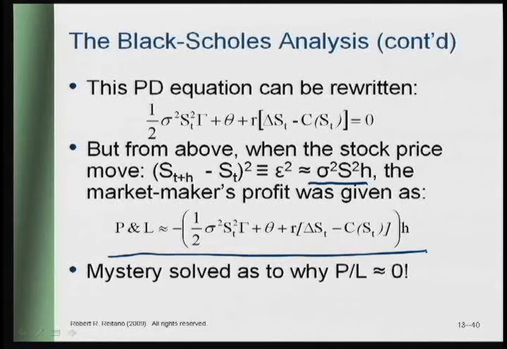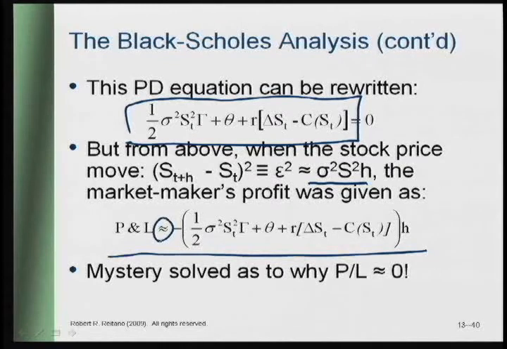Black-Scholes assures us that if we can represent the P&L statement as a multiple of this Black-Scholes differential, then it must be 0 because the call price must satisfy this equation. Now remember, this was an approximation of the P&L statement because in order to get this expression, we had to assume that the change in stock prices was approximately S squared sigma squared times h. But it's a very good approximation as we saw numerically in the tables.